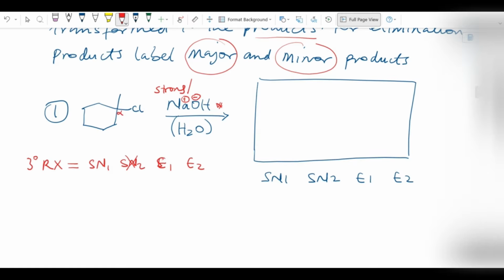Now, to determine if your base is strong or weak, you need to look at the stability of the base. If the base is stable, then it means it's weak because it doesn't want to react, right? It's less reactive. But if the base is unstable, then it's considered a strong base because now it wants to react, it wants to get rid of the negative charge. And as such, it will be very, very reactive.